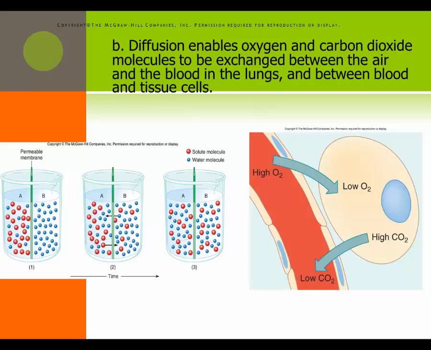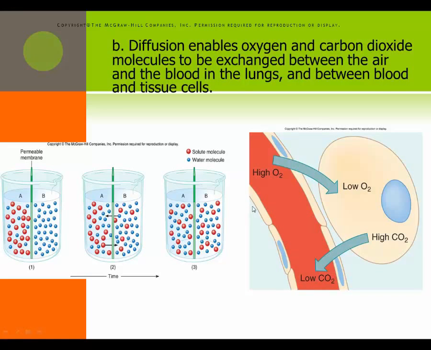Here we have a beaker with a permeable membrane. This permeable membrane is analogous to the cell membrane. On the left-hand side is a beaker with solute molecules in the water. In this case, solute might be glucose. Water is throughout the beaker. Solute is on one side of the membrane. Over time, that glucose molecule will passively spread throughout the solvent.